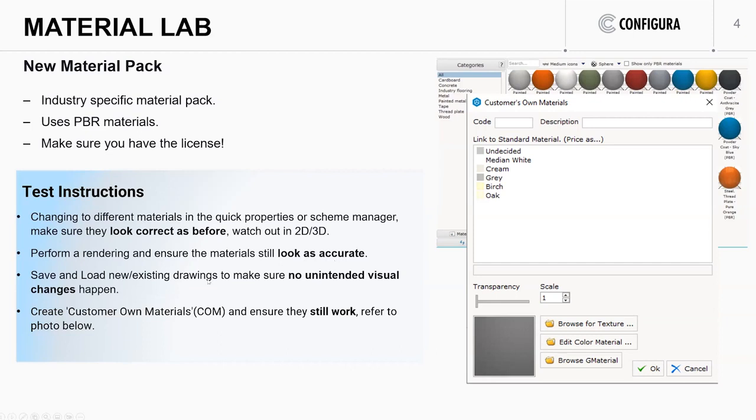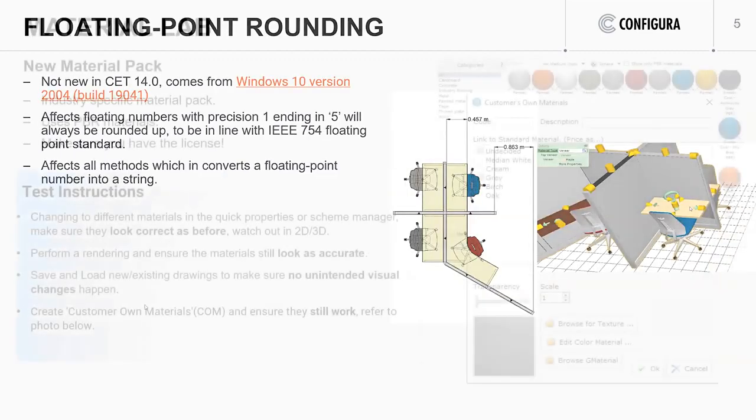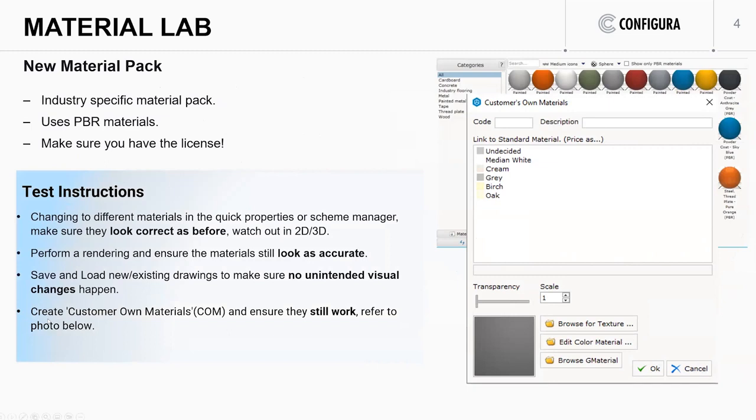Save and load new and existing drawings, just to make sure there are no unintended visual changes. Basically, what we're making sure is that you've set your snapper to this material and it stays like that and doesn't change to anything else as you save and load your drawing. You can also create your customer owned materials if your manufacturer extension uses customer owned materials, COM. You can try that out just to ensure that they still work. COM looks something like this. Customer owned materials.